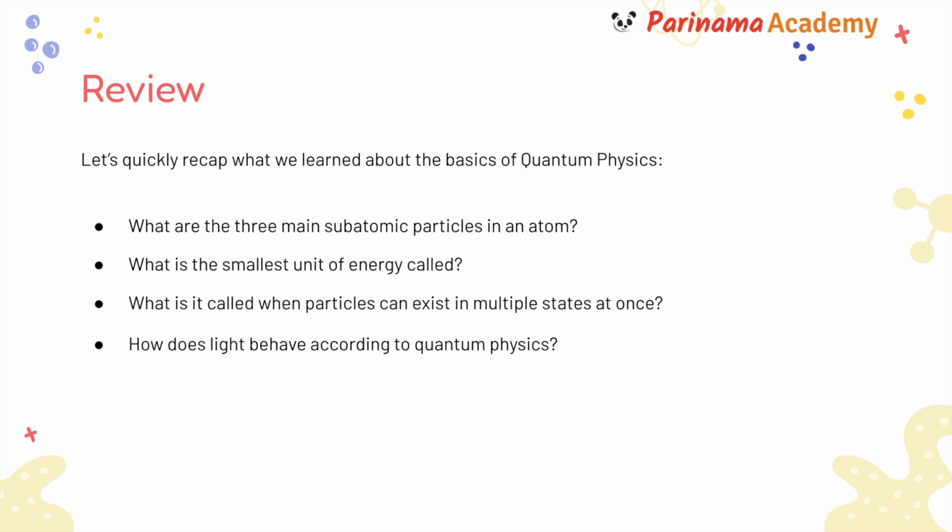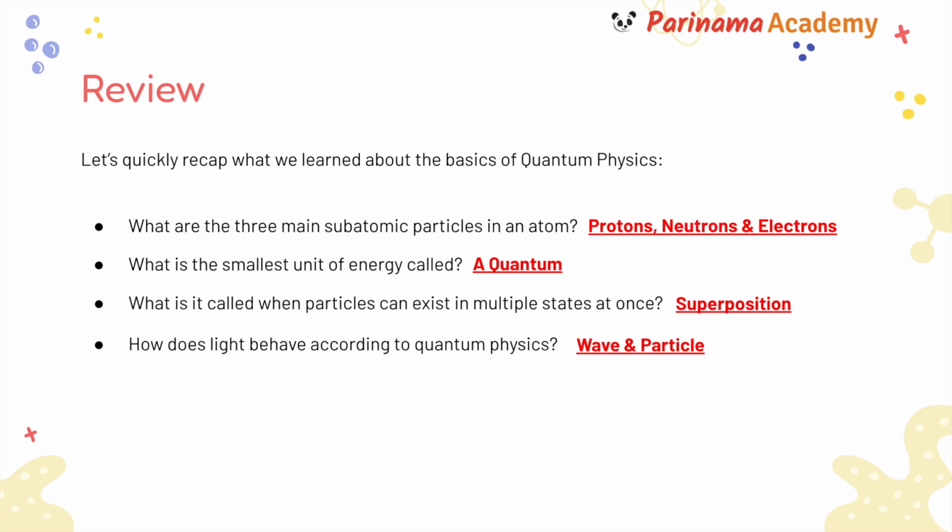Let's quickly recap what we learned about the basics of quantum physics. What are the three main subatomic particles in an atom? Protons, neutrons, and electrons. What is the smallest unit of energy called? A quantum. What is it called when particles can exist in multiple states at once? Superposition. And lastly, how does light behave according to quantum physics? As a wave and a particle.